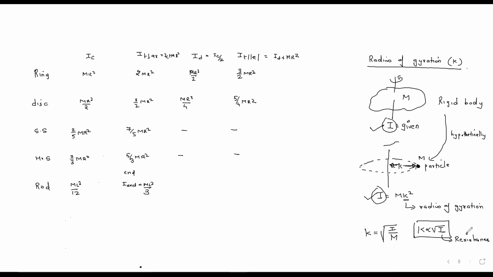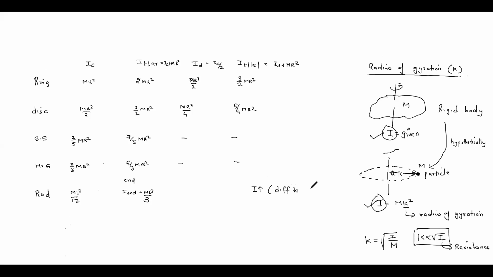You know the significance of moment of inertia, right? If moment of inertia is more, it is difficult to start and difficult to stop. And if moment of inertia is less, it is easy to start and easy to stop. Yes or no? So this is the concept of radius of gyration.